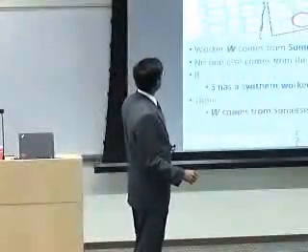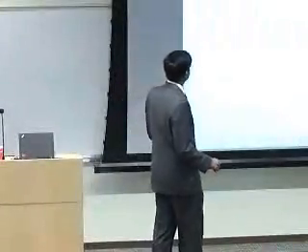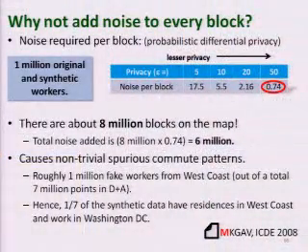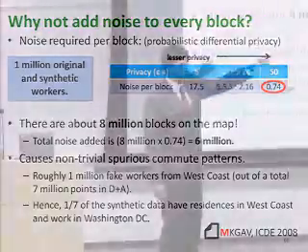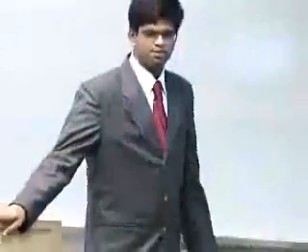How much noise did you have to add for your definition? I showed you some values, right? Per block, the amount of noise that I had to add. This is for epsilon delta equal to 10 to the minus 5 and epsilon equal to various values that I showed you. Okay?